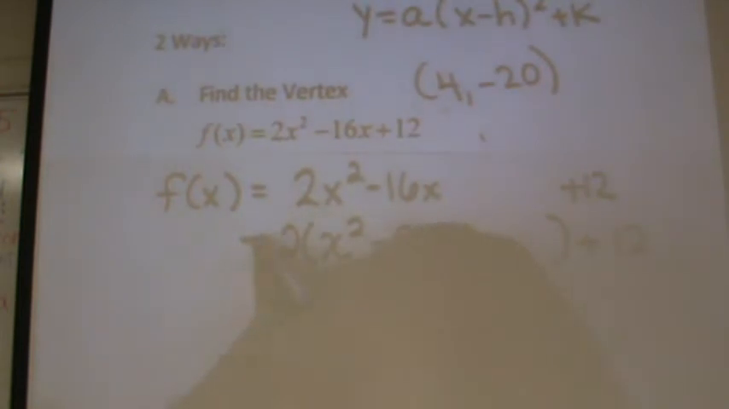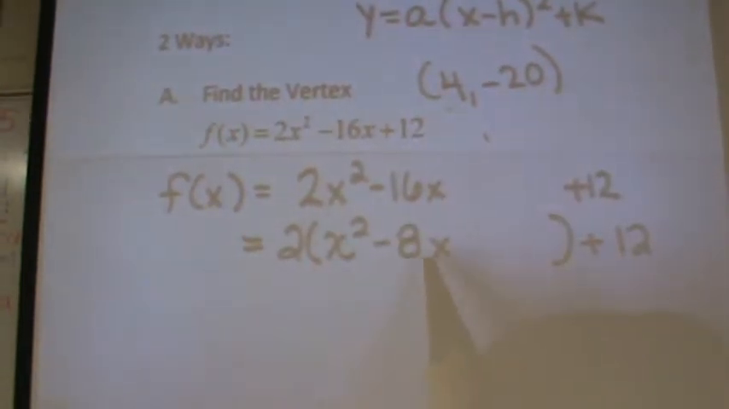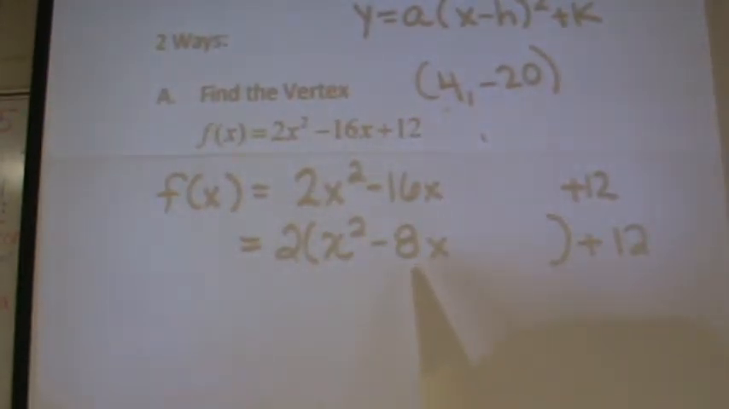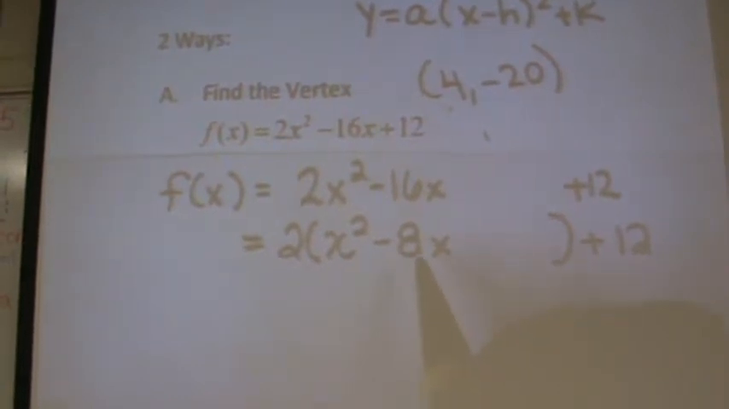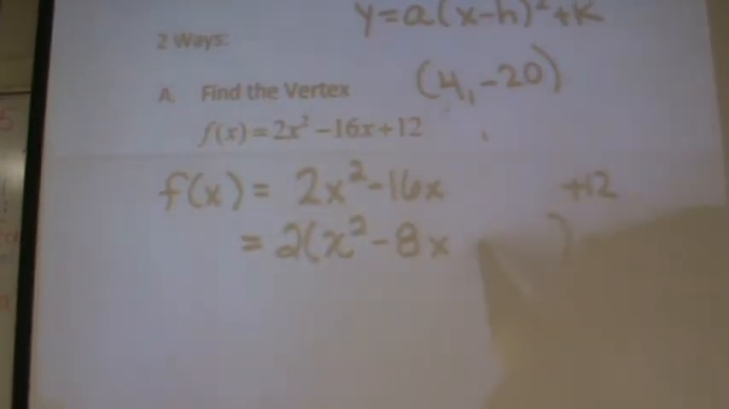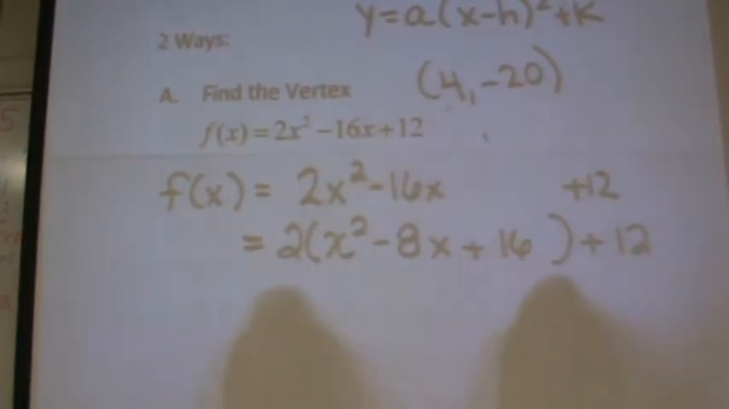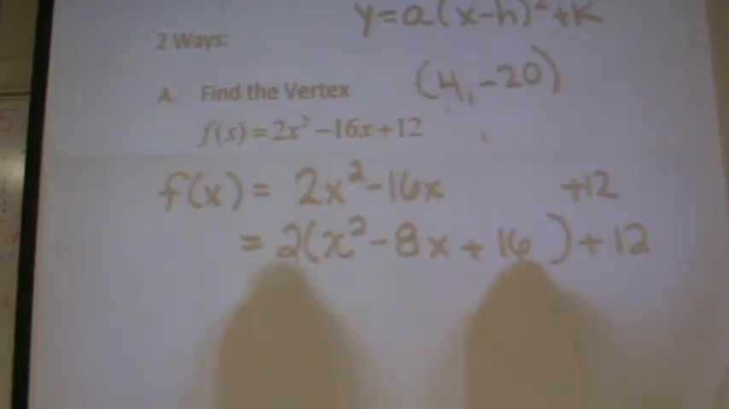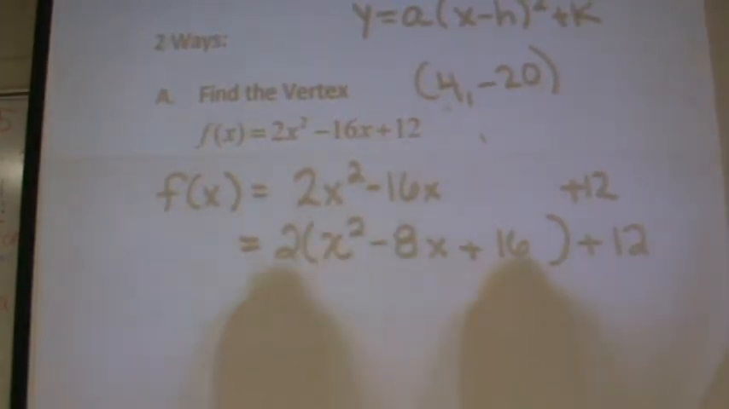Now to complete the square, you take half of this middle term. What's half of negative 8? Half of negative 8. Negative 4. And you square that number. You get 16. Now because I put parentheses here, I really added 32 right here. I added 32, not 16.